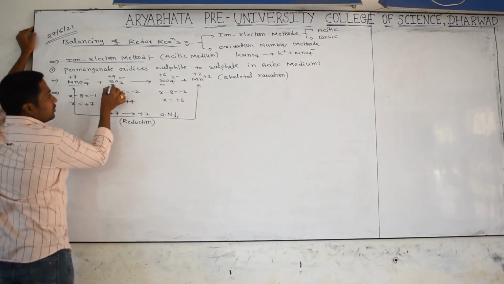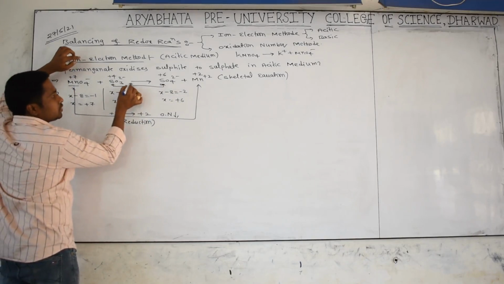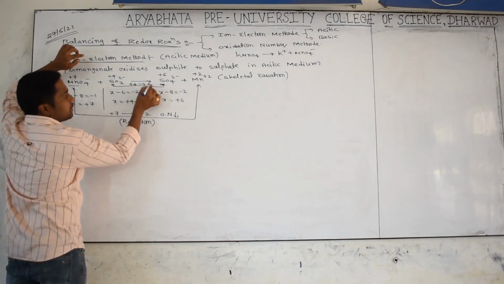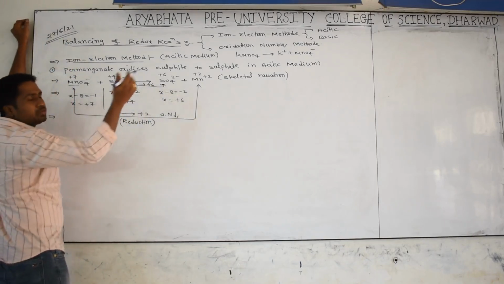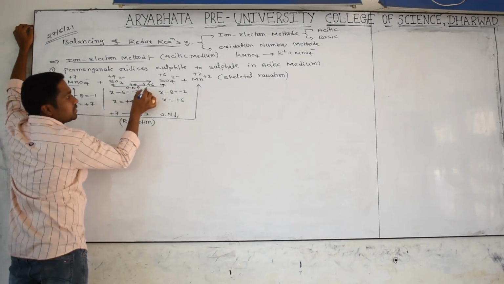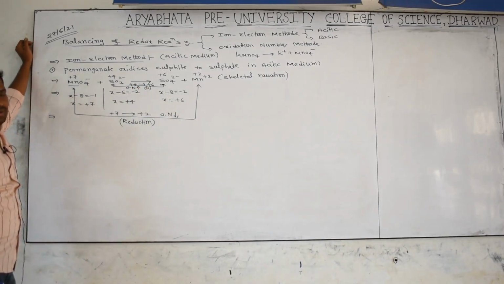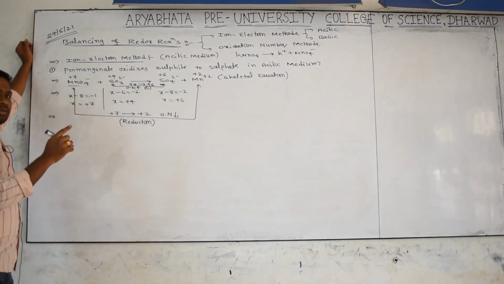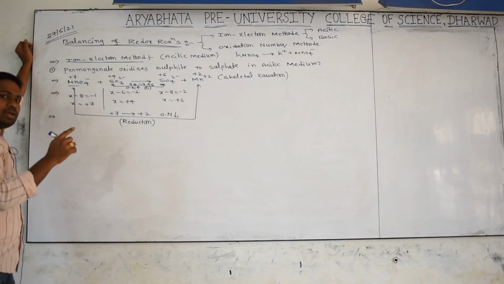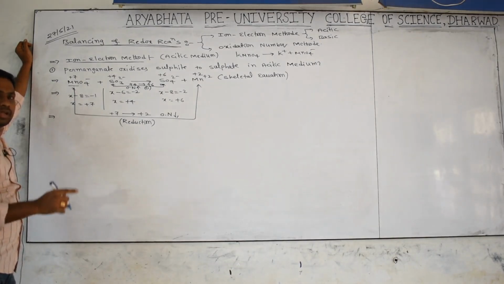Now come to sulfur. What happens to the sulfur oxidation number? Plus 4 to plus 6. Plus 4 to plus 6 means the value is increasing. Oxidation number increasing means the phenomenon is called oxidation. First we wrote the skeletal equation, next the oxidation numbers, and next we identified which is undergoing oxidation and which is undergoing reduction.